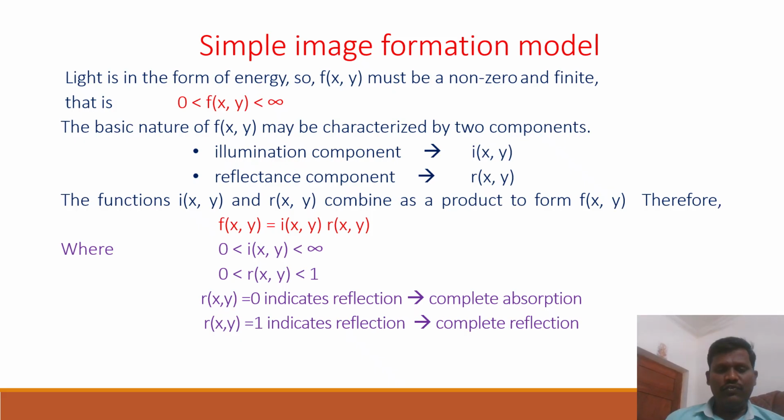If it is complete reflection, we denote it with 1. If it is zero reflection, we denote it as 0. So R of x comma y lies between 0 and 1. If R of x comma y is 0, it indicates that the object absorbs the entire light that falls on it, so there is no reflection. If R of x comma y equals 1, it indicates that there is no absorption, and the entire light that falls on the object gets reflected back.